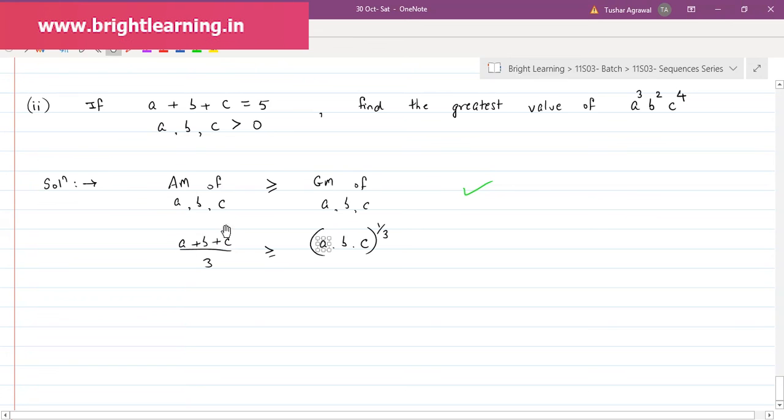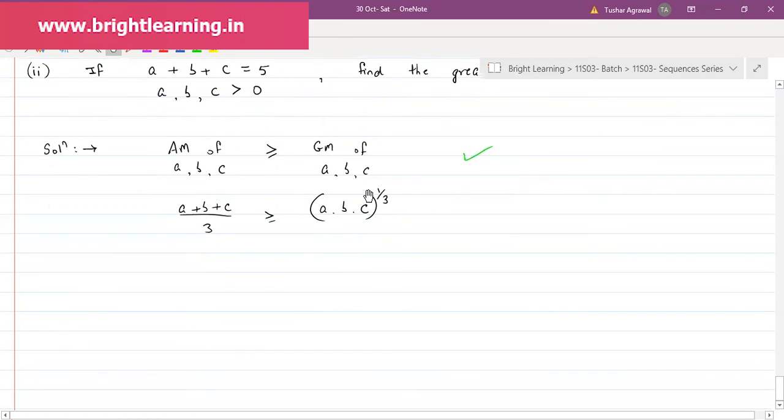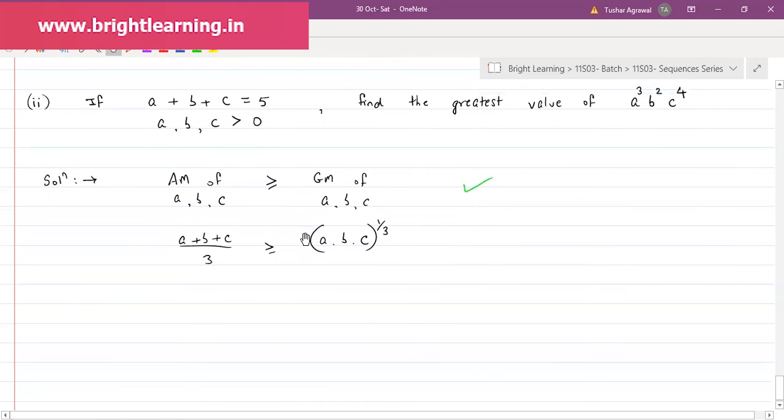And we do not want the product A into B into C. We know what is the value of A plus B plus C, that is 5, so this gives 5 by 3. But this will give me A into B into C. We are not interested in ABC. We are interested in cube of A, square of B, and fourth power of C.